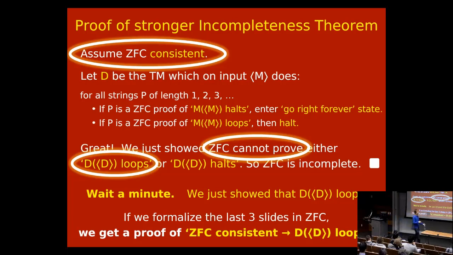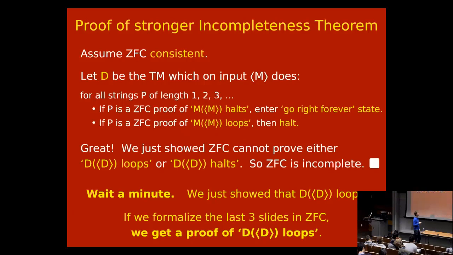Okay, forget for a second what ZFC consistent and D of D loops mean. Just imagine this statement is statement A, and this statement is statement B. We know that assuming ZFC is consistent, you can prove statement B, and you can prove A implies B. So, wait a minute. I got confused here. What do I want to say? They always trap you. Right, let's go back.